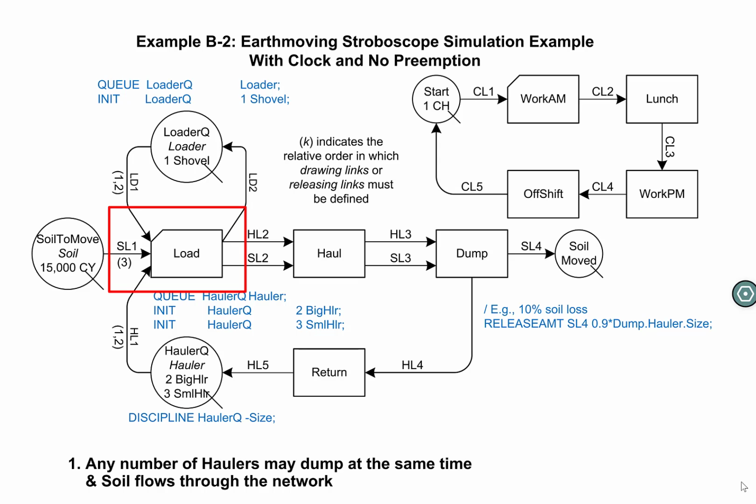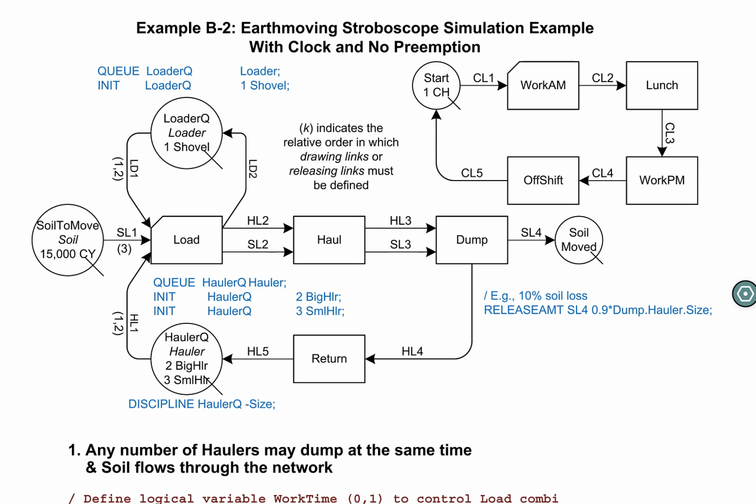At the start of simulation, Stroboscope will examine combi load to see if it can start. This is determined by examining the enough attributes of the three incoming links into combi activity load. In this case, links LD1, SL1, and HL1. If the enough attribute for all three links LD1, SL1, and HL1 is true, then activity load will be able to create an instance.